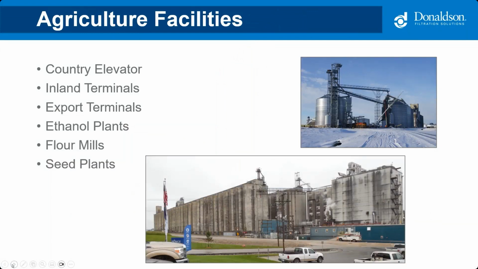Here's some examples of agricultural facilities. So we have grain elevators, inland terminals, export terminals, ethanol plants, flour mills, seed mills, and in seed mills you could think of almonds and peanuts, and even we have facilities like sugar mills. Most of these facilities have different processes, and each one is kind of unique.